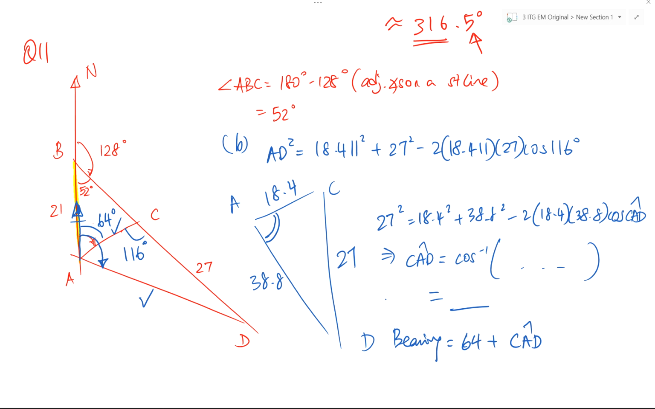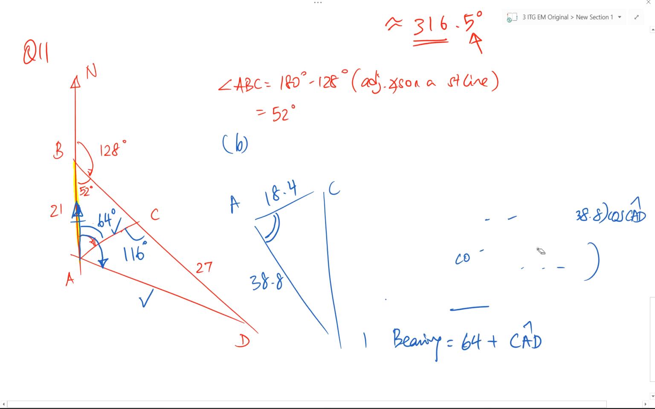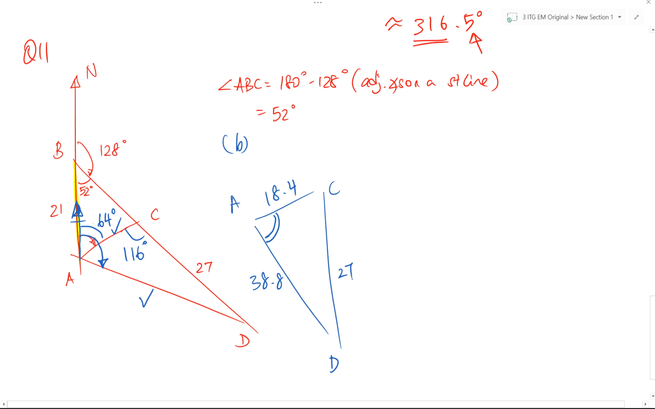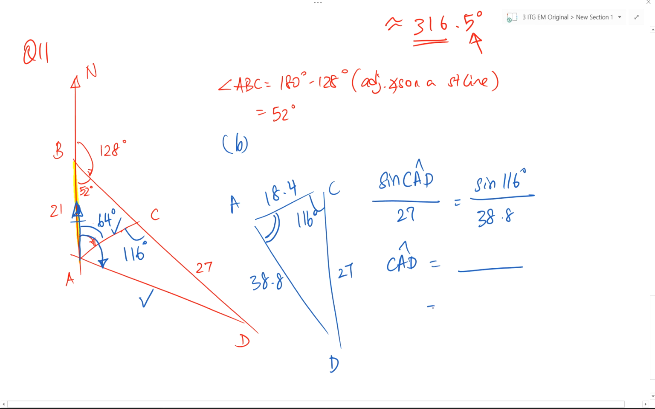Okay. So now, if I want to use sine rule, remove all these things. Because there's so much information given to us, we have the luxury of choosing. This is 116 degrees. So since I want an angle, I put sine CAD as the numerator, divided by the side, 27. Sine 116 degrees divided by 38.8. You will still get the same answer. Yeah, so the bearing equals to 64 plus CAD.